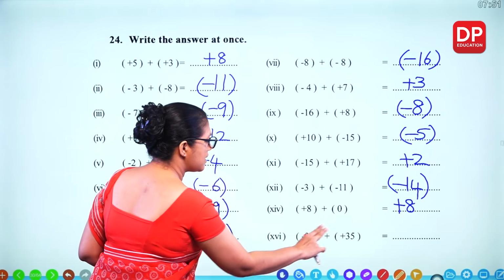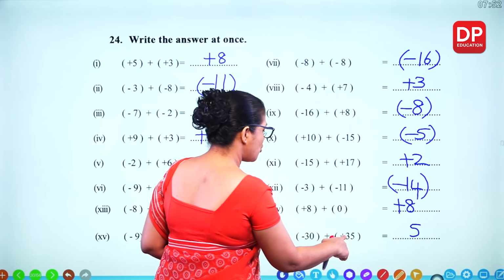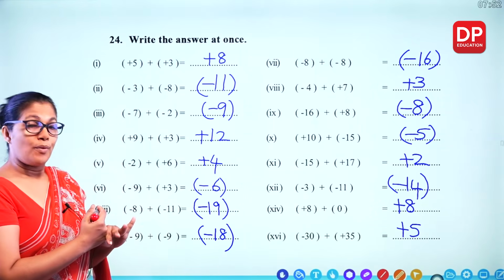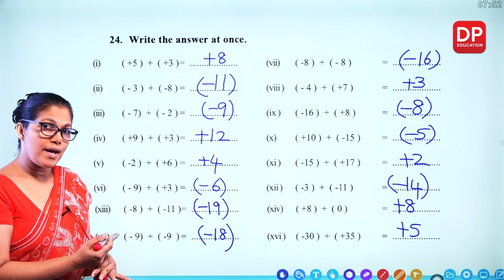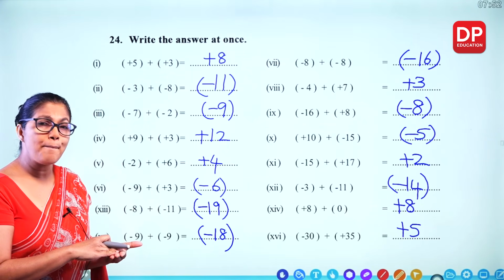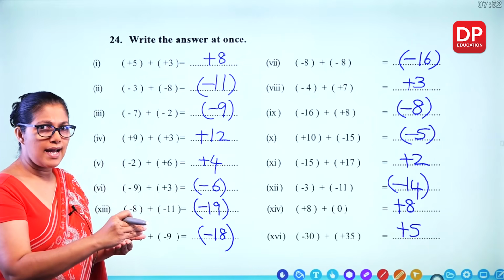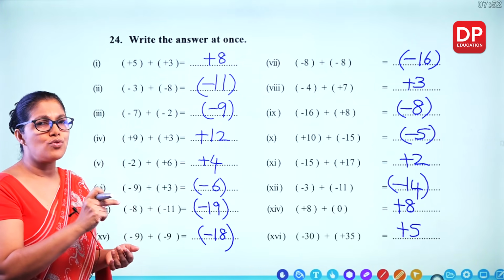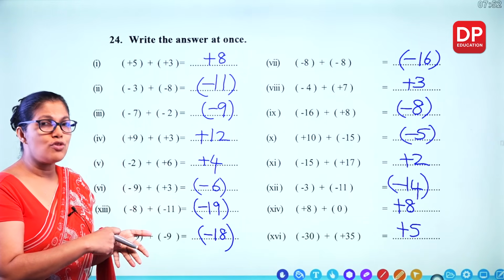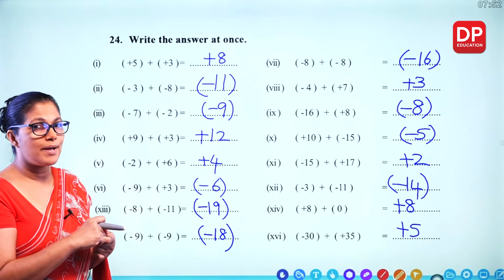30 and 35. Difference is 5. And the larger number is positive. So the only thing you have to remember: when you are adding same sign numbers, you get the same sign with the addition of the two numbers. When you get two different signs, you take the difference and put the sign of the larger number.